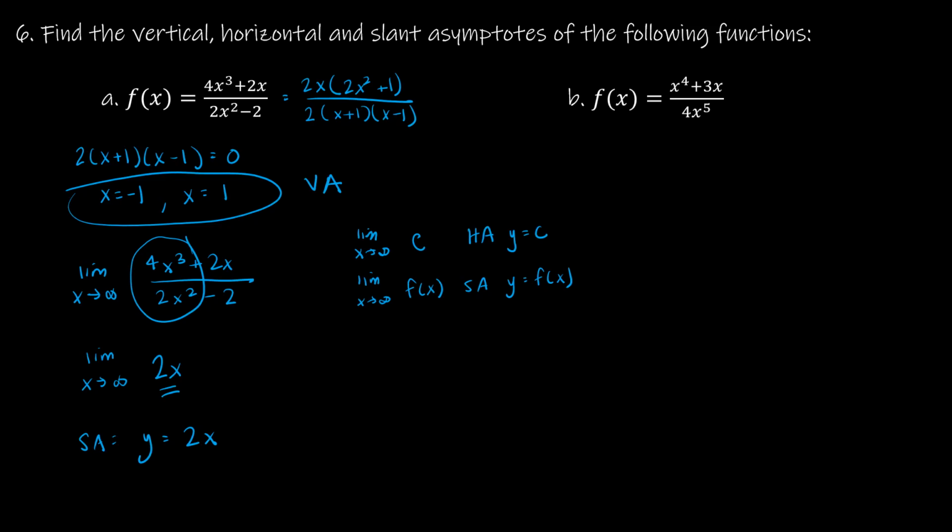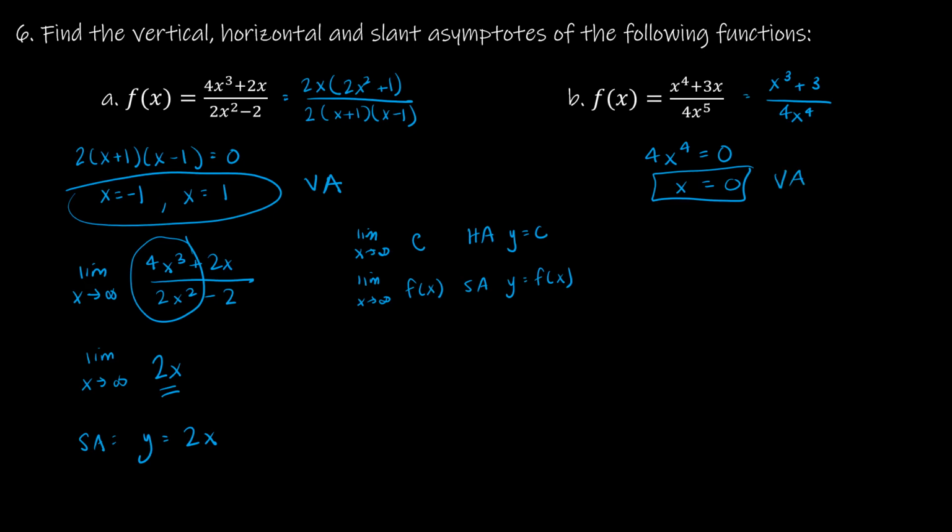For the second function, I'm going to do the same thing. So again, any factoring that you can do, obviously I'm going to be able to take out an x, so that's going to give me x cubed plus 3 over 4x to the 4th. That's not going to change anything. So to find the vertical asymptote, I just set 4x to the fourth equal to 0, so obviously x equals 0 is going to be my vertical asymptote.